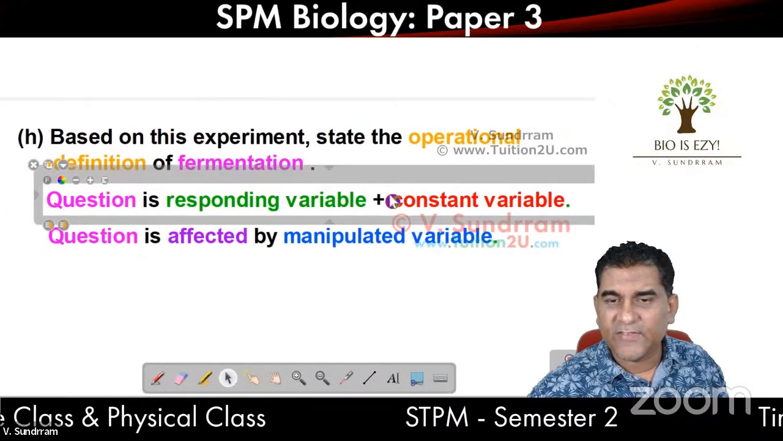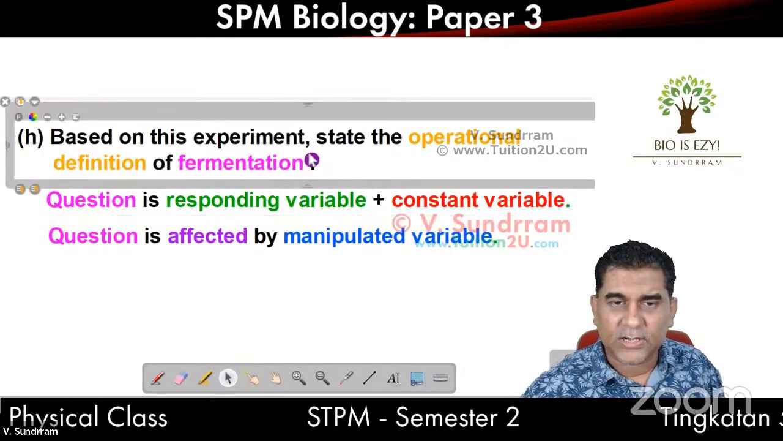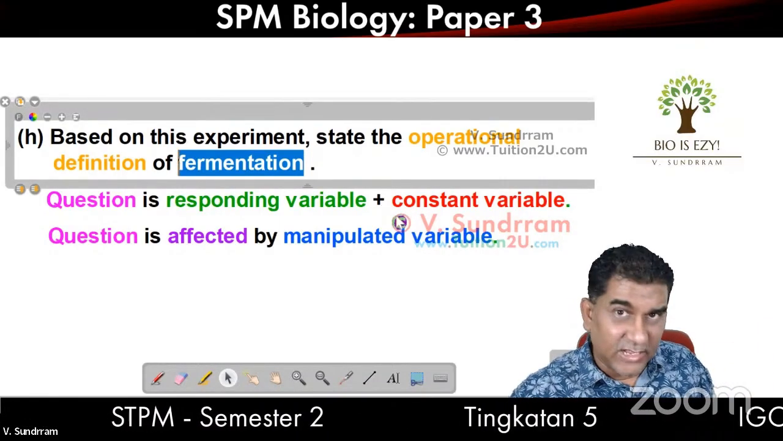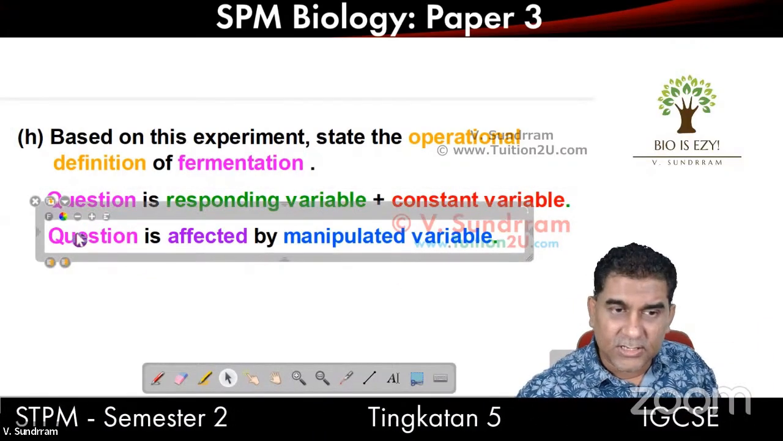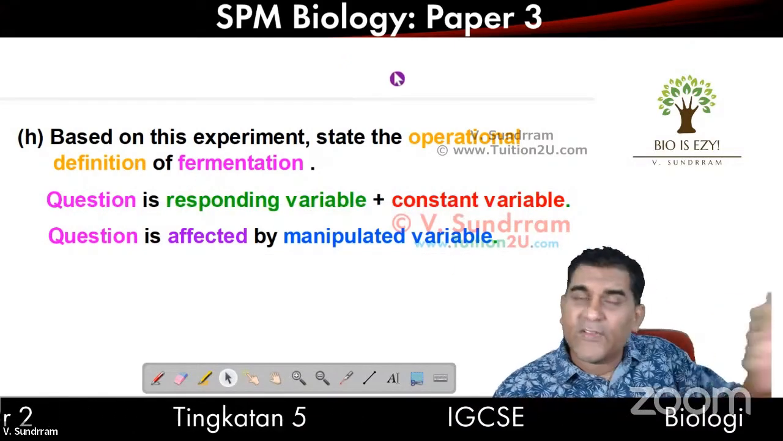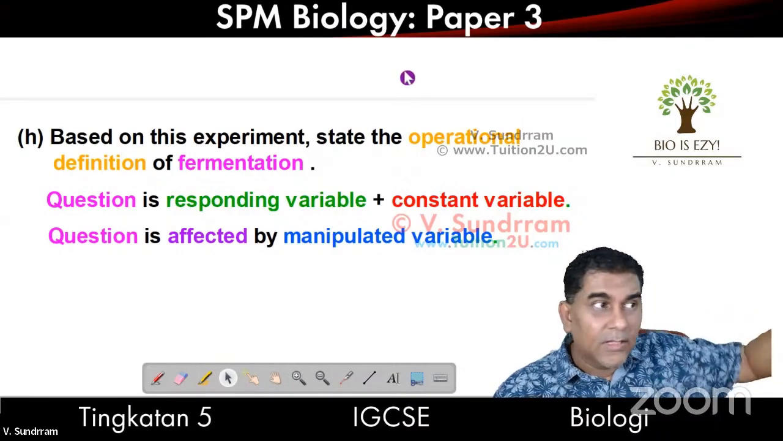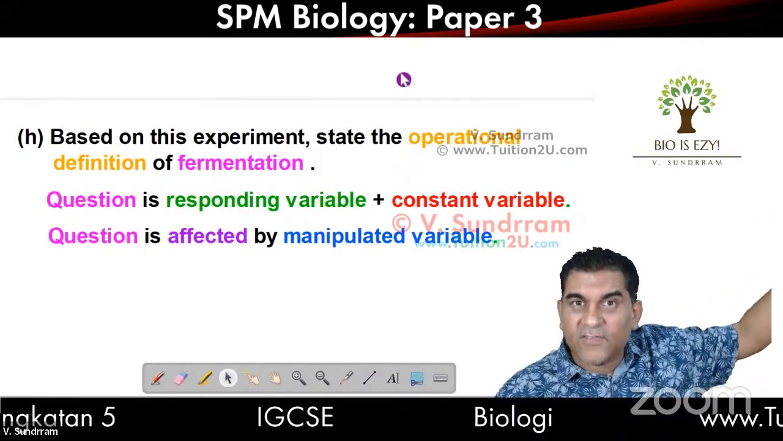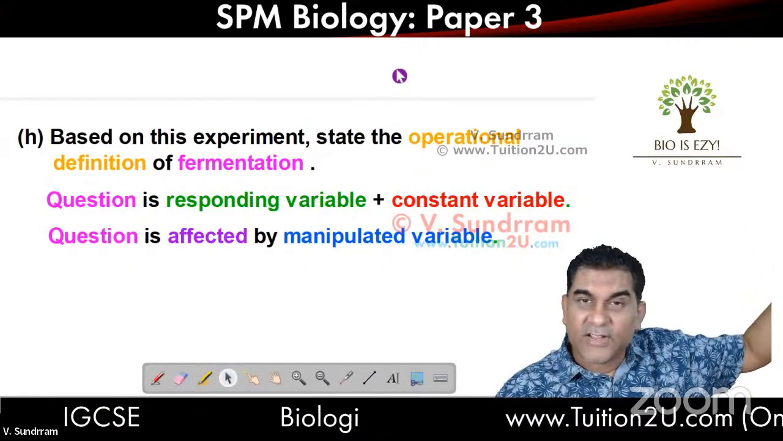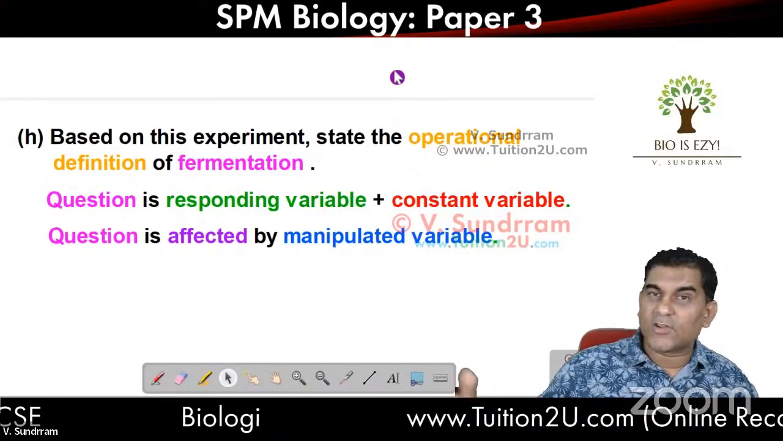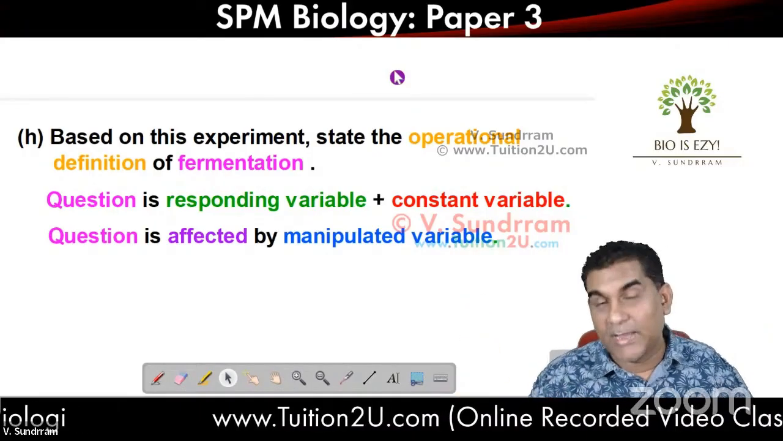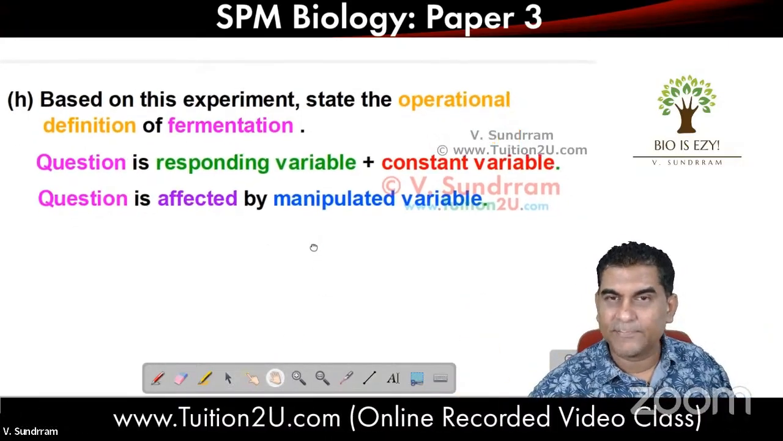The first sentence is the responding variable plus constant variable. The question means this one, what is fermentation? So fermentation is the responding variable plus constant variable. The second sentence is the question, which is fermentation, is affected by the manipulative variable. For me, it's a perfect question because we start with the constant variable, we finish with the manipulative variable. Perfect beginning and perfect ending, in my view. So just use this technique, answer the question.